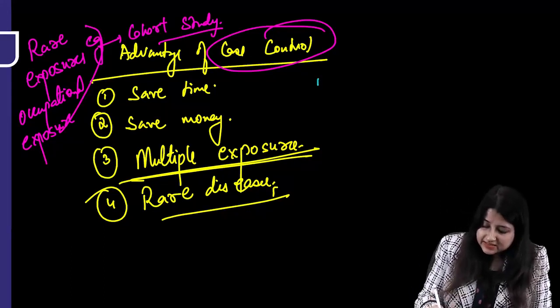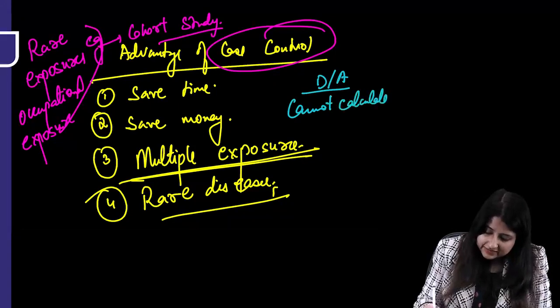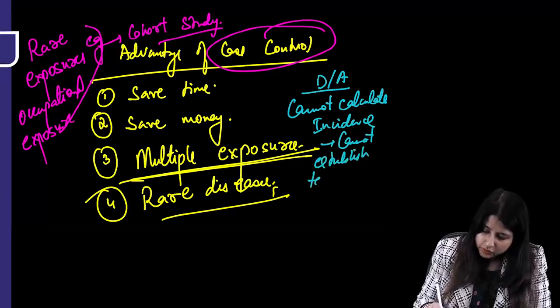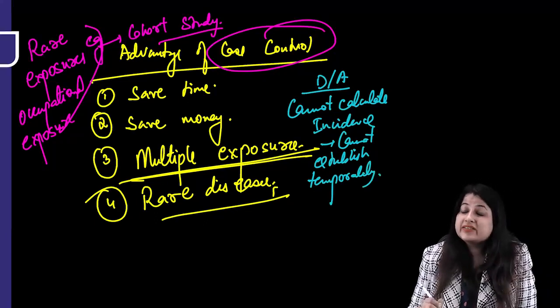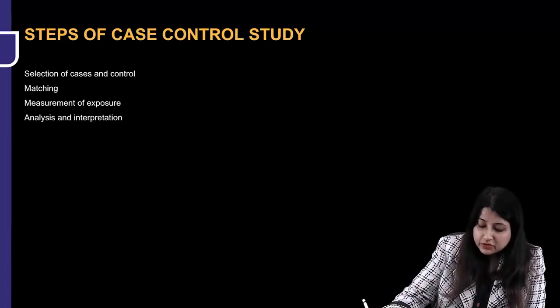But then there was a disadvantage that it cannot calculate incidence. It cannot establish temporality of the disease because disease has already occurred. But still it is telling us something about the strength of association. Now, look at the steps of a case control.